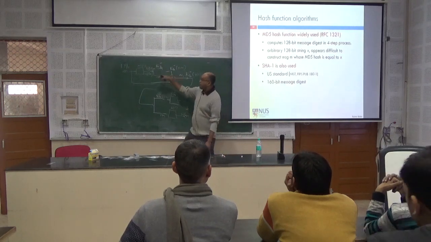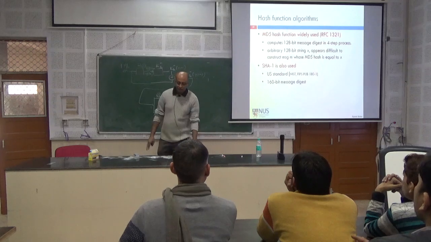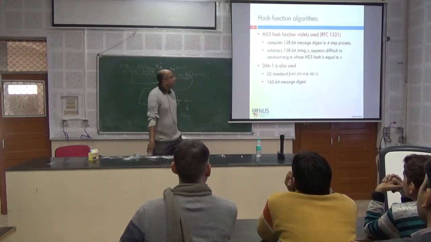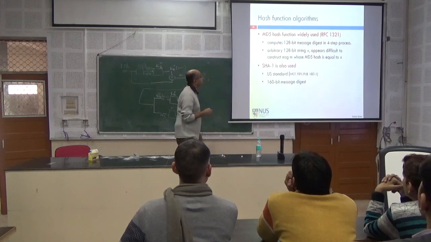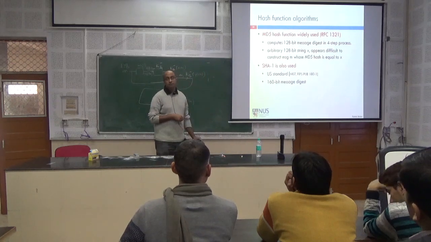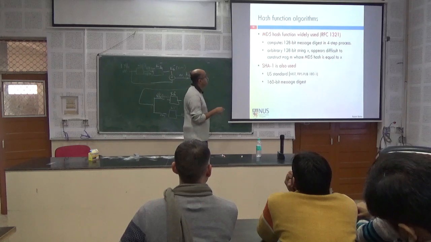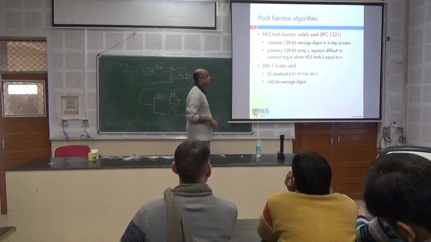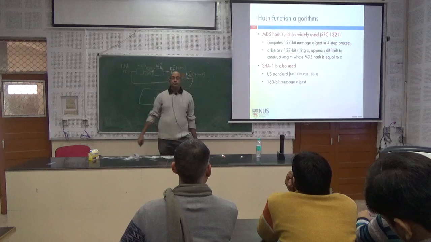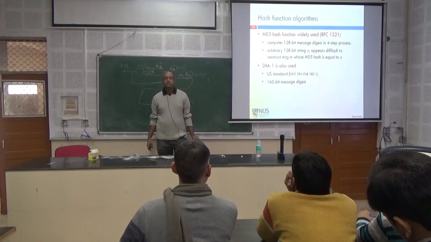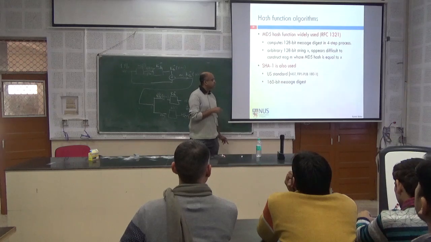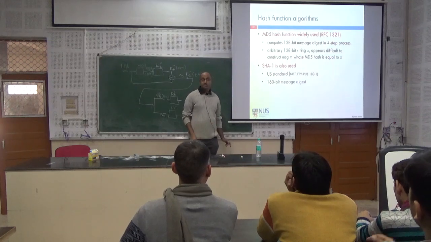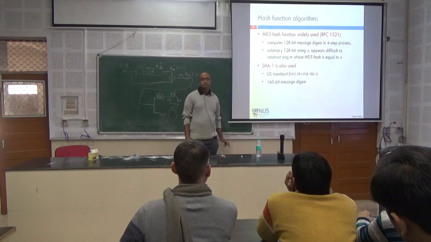So what about these hash functions? What kind of hash functions do we need to use? There are some well-known hash functions which you can use, right? And the most common ones are MD5 and SHA-1. MD5 will produce 128-bit message outputs, and SHA-1 will give you 160 bits. Now, of course, this is more secure than this, right? 160 bits and 128 bits.